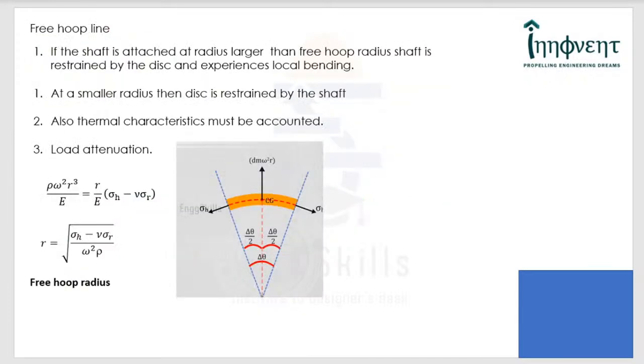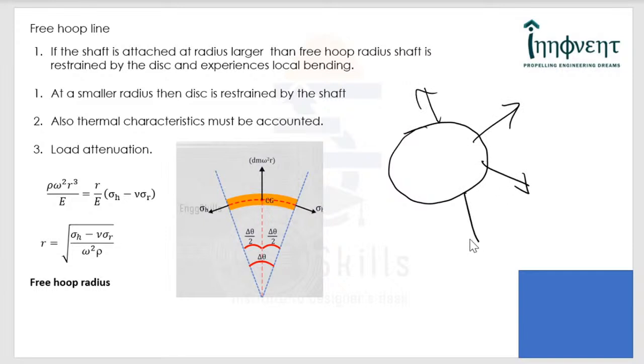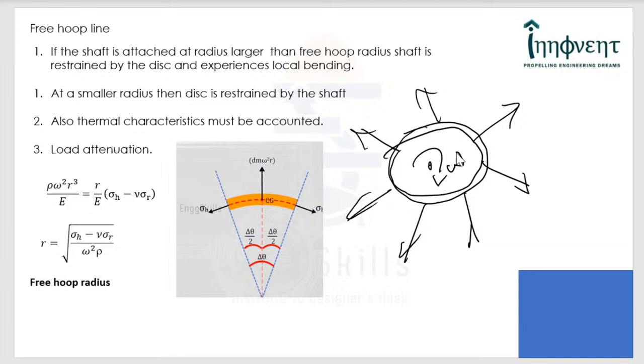And how do you determine that? A very, very simple concept is adopted here. You imagine that the radius is expanding freely like a hoop. When I talk about a hoop, it is just a thin ring which is subjected to centrifugal loading. If the disc has the same growth at a given radius as does a thin hoop which is subjected to angular velocity about its own axis, then at that radius, which is also called the free hoop radius, if you attach the drive arm, it would not feel restrained at all.